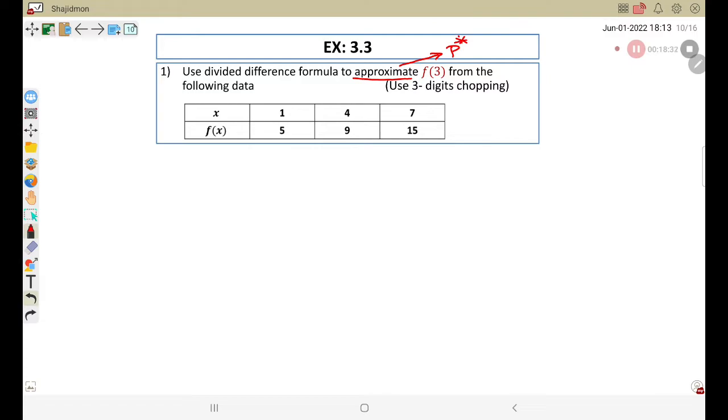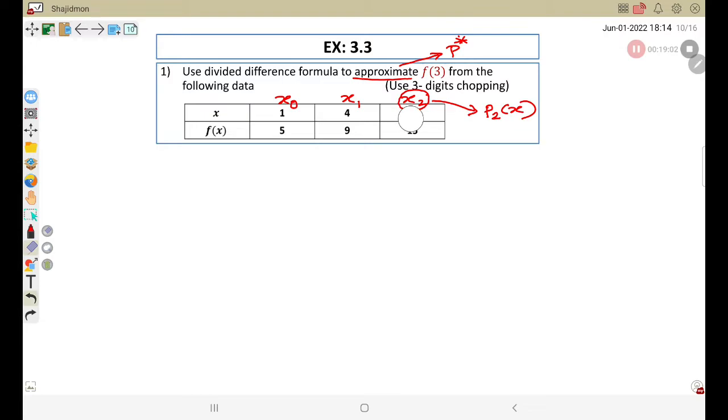Use divided difference formula to approximate f of 3 from the following data. Use 3 digits chopping. What are the x numbers here? First x numbers x0, x1 and x2, correct. X numbers are given. So x0, x1 and x2, ending at x2 means we need to find the p2, second degree polynomial.